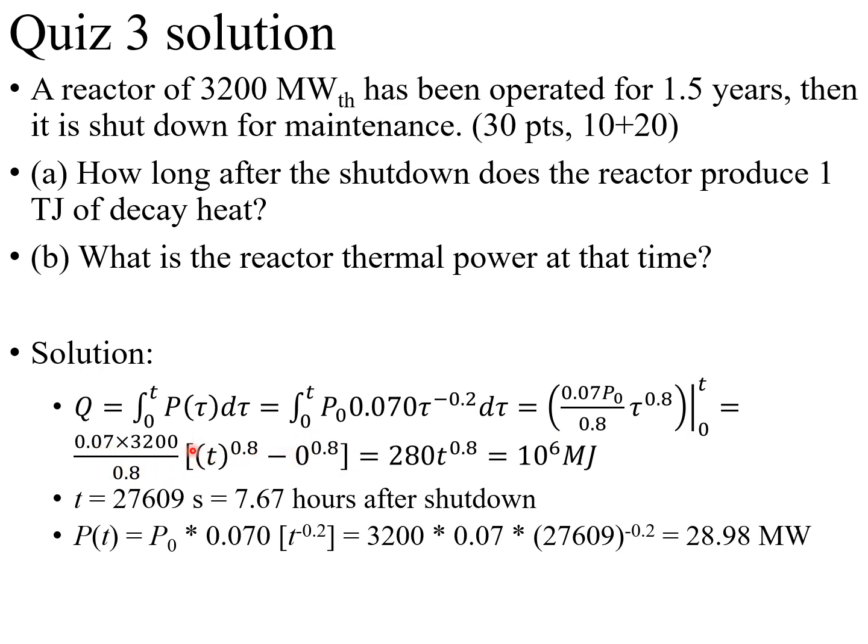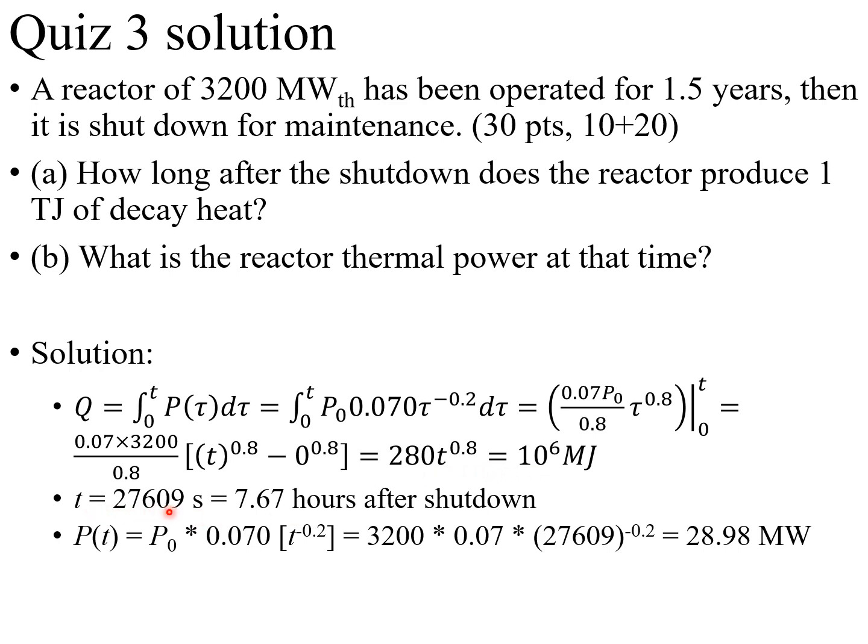Then you do some calculation. P0 will be 3200 megawatt. Then we get this value. Because for the power we use megawatt, therefore for the total heat we need to use megajoule. 1 terajoule is equal to 1000 gigajoule, and 1 giga is equal to 1000 mega. So 1 tera is equal to 10 to the 6 mega. Then you solve for t.